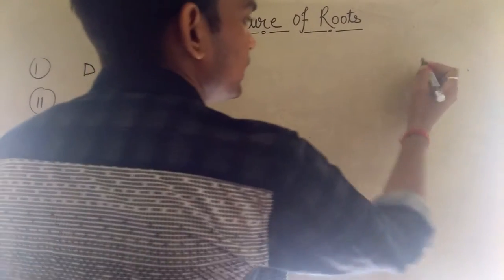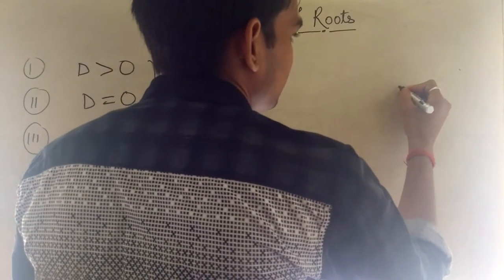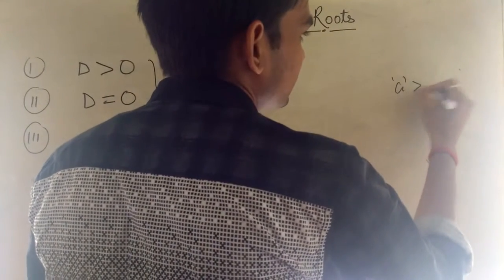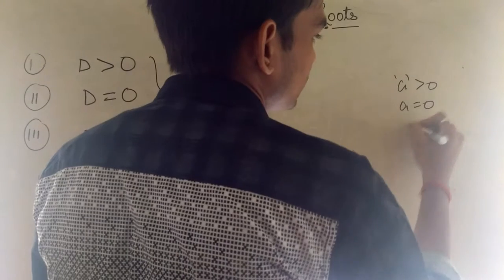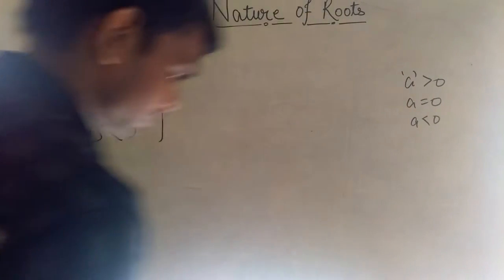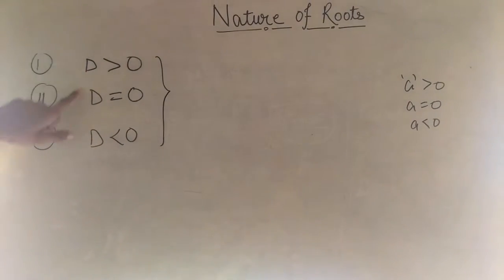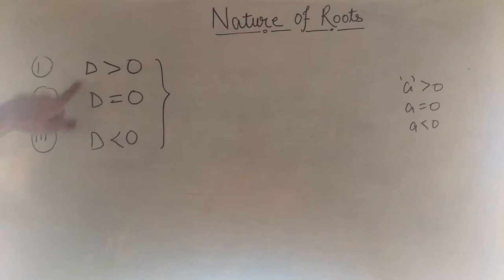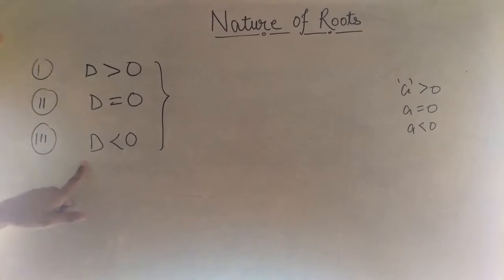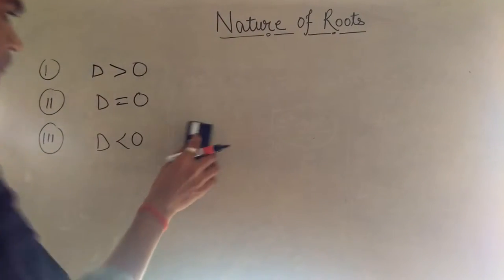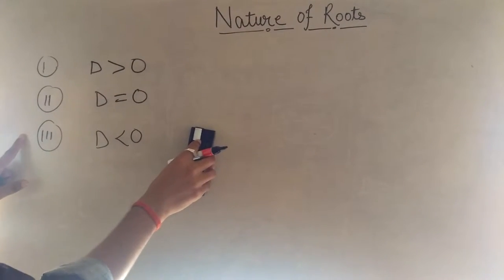This is because for any number, say a, it can be greater than 0, it can be equal to 0, or it can be less than 0. Similarly, D is also a number, so it can be greater than 0, equal to 0, or less than 0. So we will discuss them one by one.